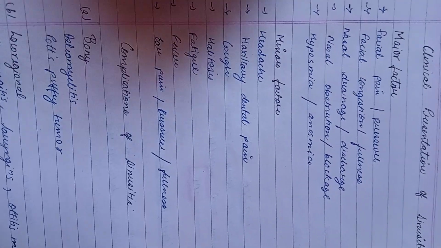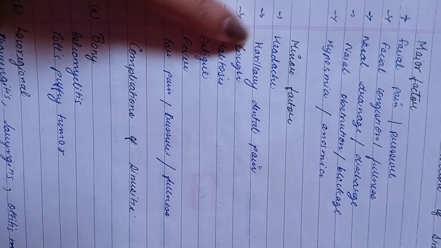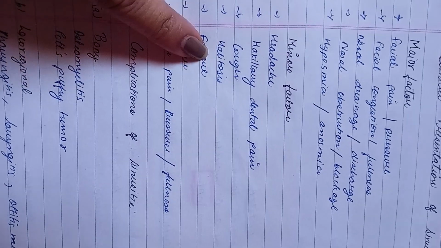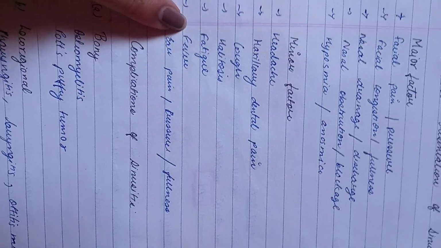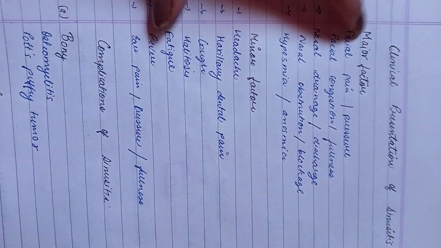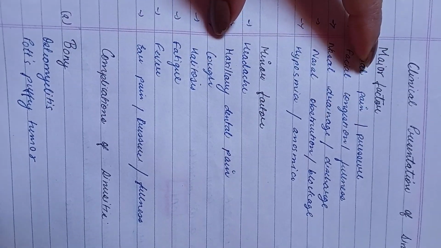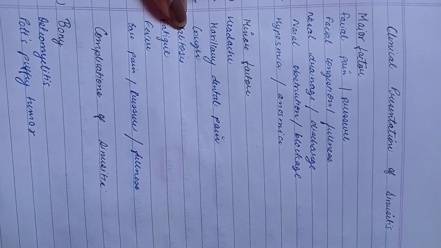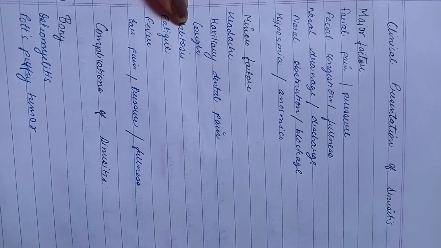What are the minor factors? Headache, maxillary dental pain, cough, halitosis, that is bad breath, fatigue, fever, ear pain, pressure or fullness. Okay, so these are divided into two things, major factor and minor factor. Clinical presentation of sinusitis, either it can be acute or chronic.